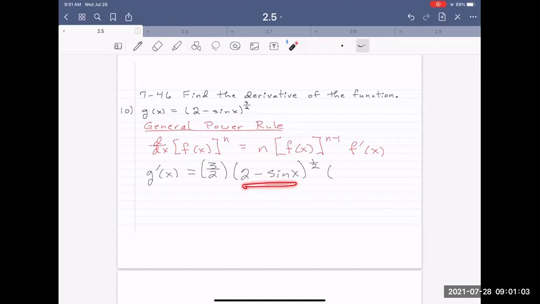So now let's just take the derivative of what's inside. Well, the derivative of 2 is 0. The derivative of sine x is cosine x. So this is equal to minus cosine x. And that's your answer. Any questions about that?